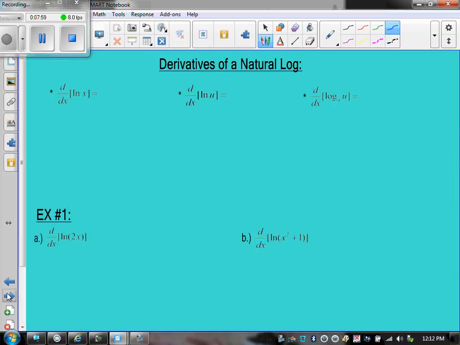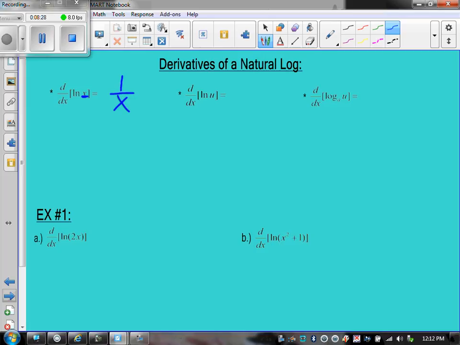Let's go ahead and learn some derivative rules, and then we'll put it all together and find derivatives of these natural log problems. Okay? So the rules for deriving natural log problems. If I have the natural log of x and I want to find the derivative of the natural log of x, my derivative of natural log of x is 1 over x. Okay? What I'm really doing is I'm taking the derivative of x, which is 1, over x. Derivative of the inside over the inside.